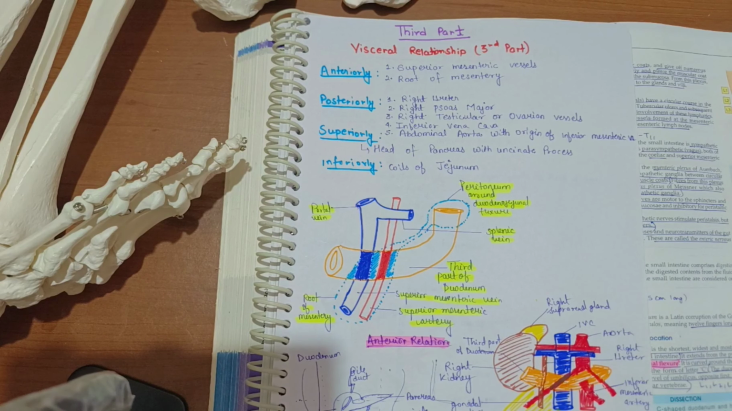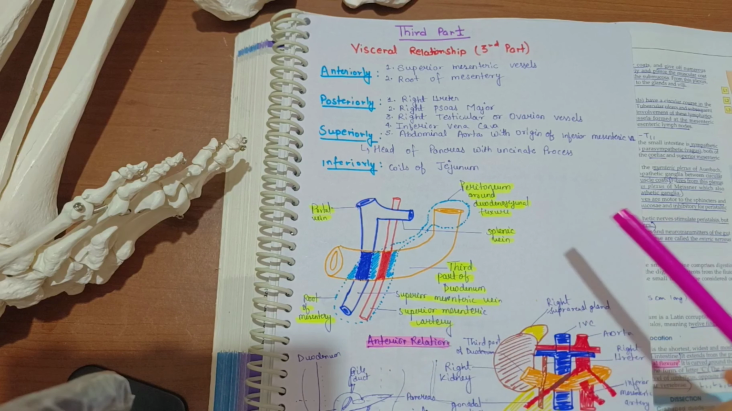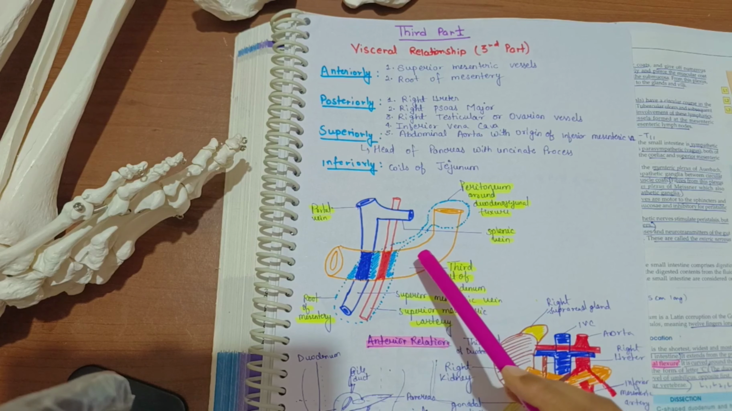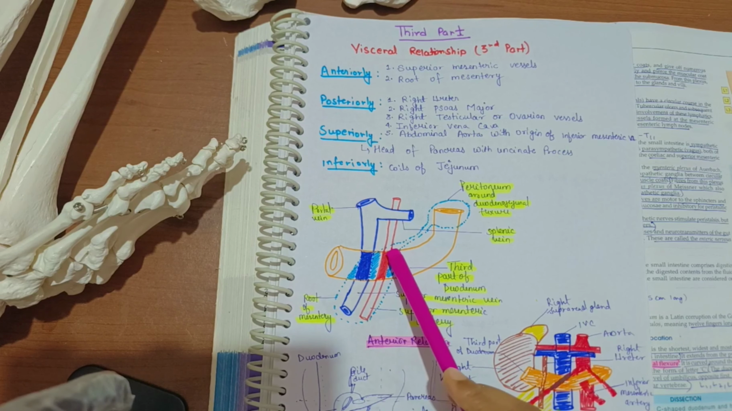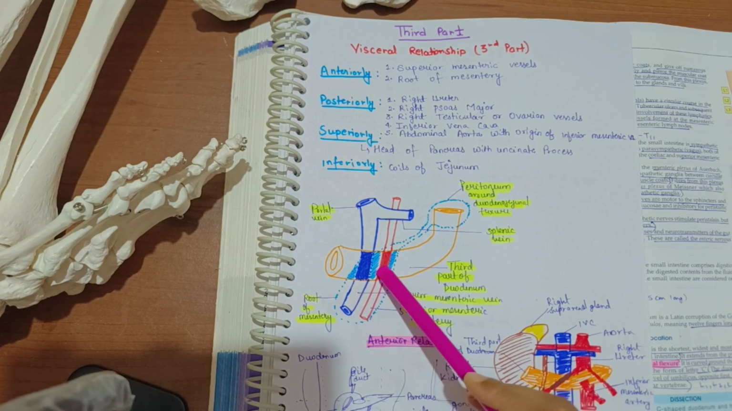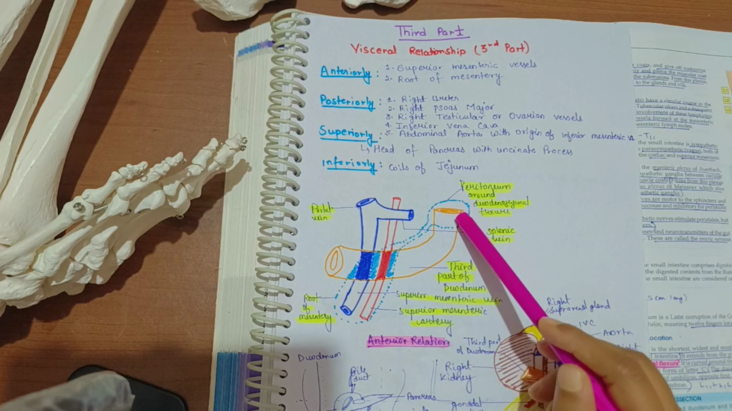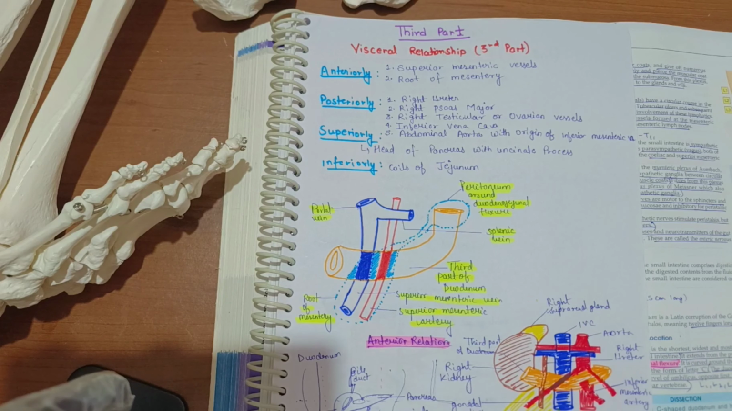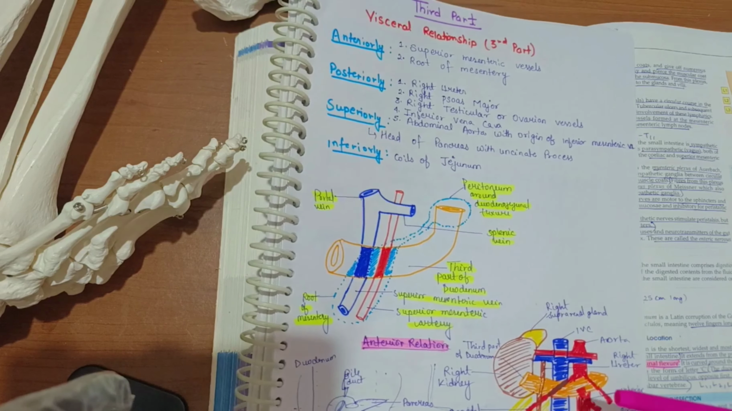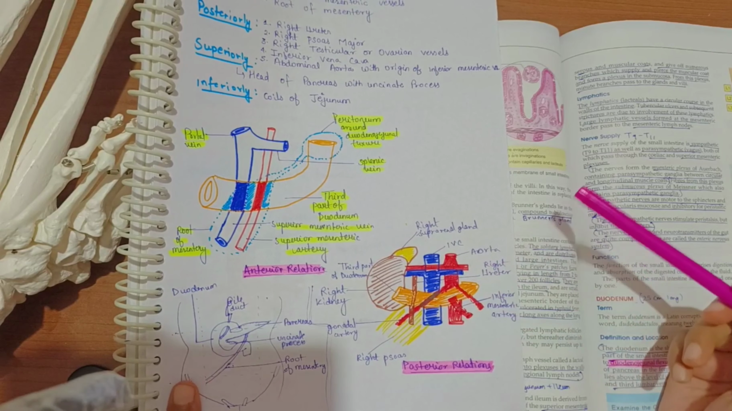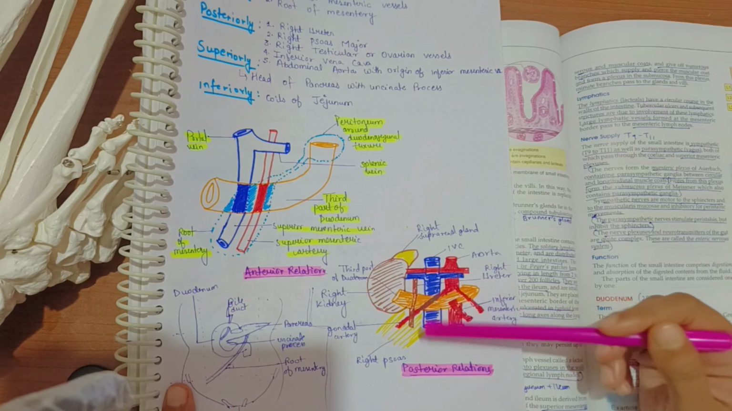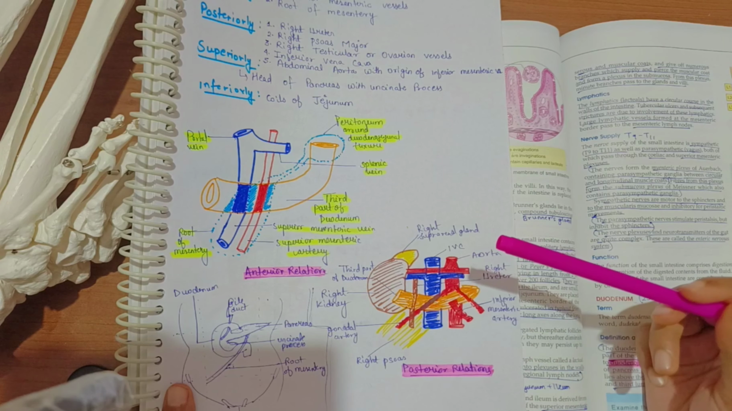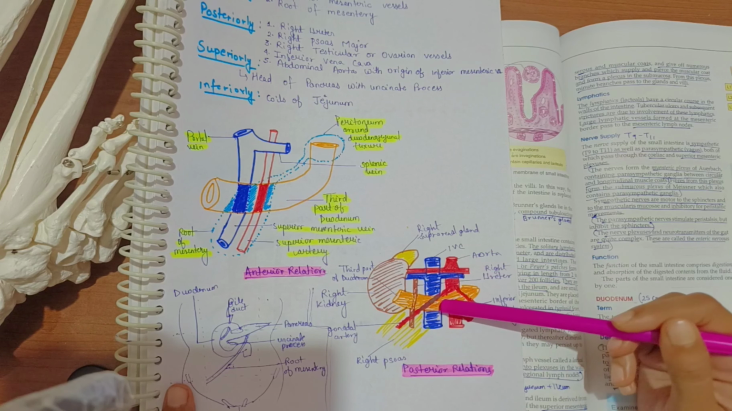This is the anterior relation. This is the third part of the duodenum. So it is related to the superior mesenteric vessels, the artery and vein, and then the root of mesentery. This is the root of mesentery. It is the peritoneum around the duodenum. Posteriorly, you can see it is related to the right ureter. This is the right ureter. Then the right psoas major muscle, and right testicular or ovarian vessels.